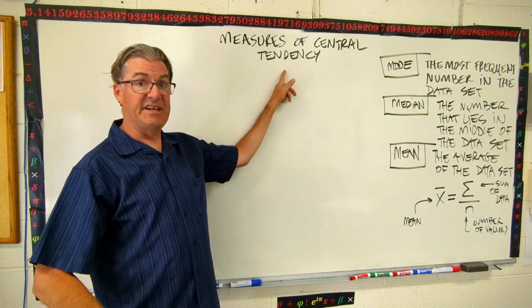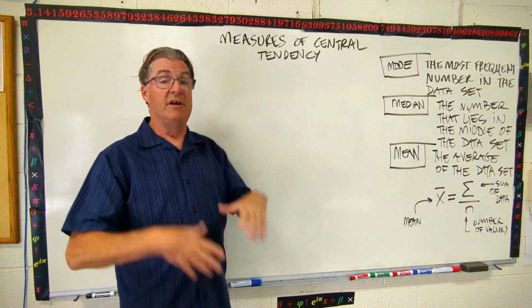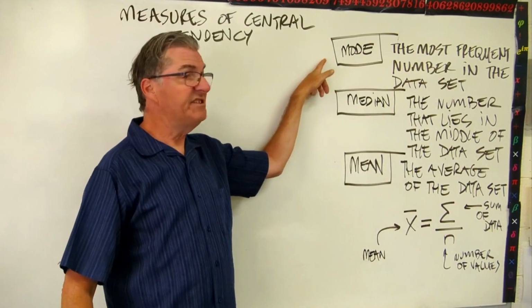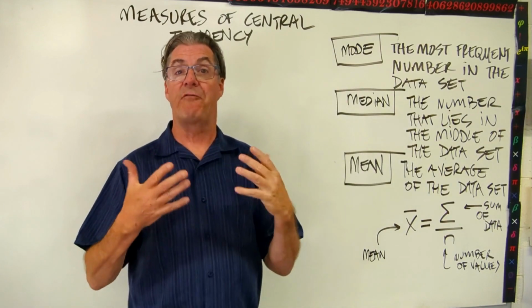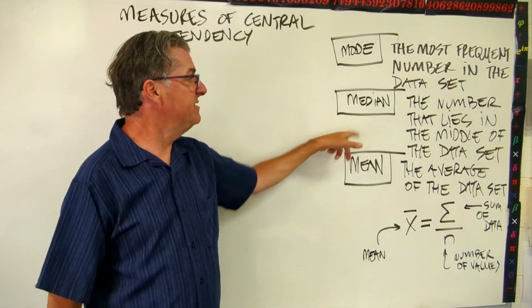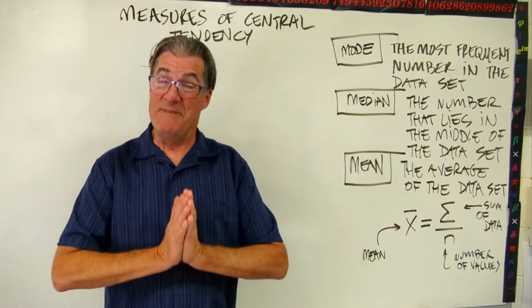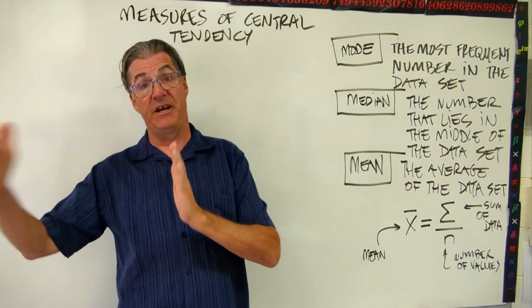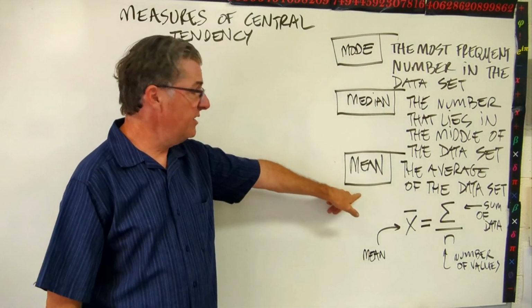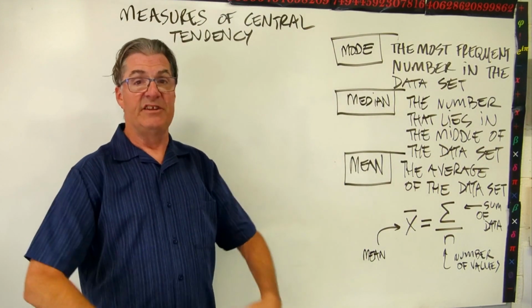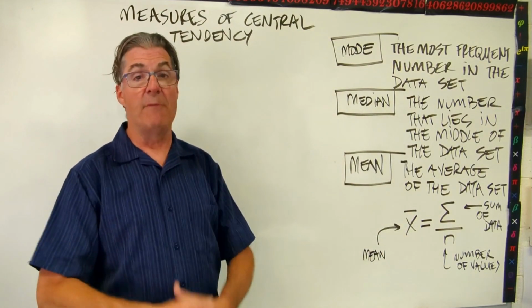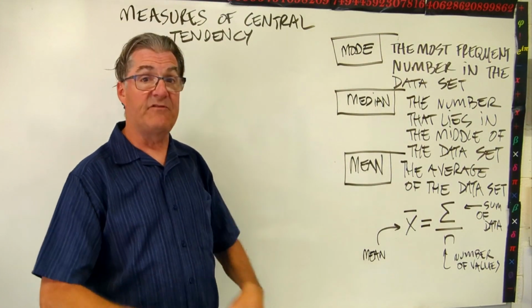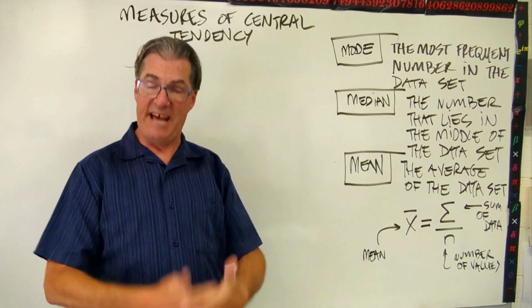So measures of central tendency, we have 3 fundamental things that we can calculate. They are mode: this is the value that occurs the most frequently. Median is the number that lies in the middle of the data set, so half the data is below the median and half the data is above the median. And then lastly, we have the mean or average. This is where you add up all the numbers, you divide by how many you have, and that's the mean. So these are 3 different ways of talking about central tendency.